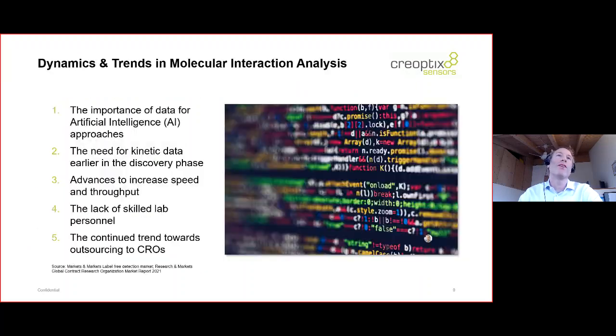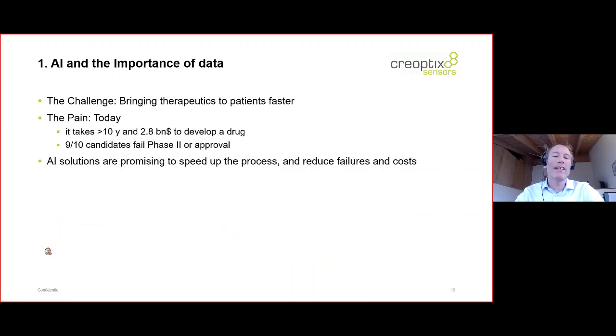Now let's go on to these trends that we're talking about. First of all, I've already mentioned artificial intelligence, and then also obviously data for artificial intelligence. Then we've identified the need for kinetic data earlier in the discovery phase, advances to increase speed and throughput, and then maybe more of a challenge than a trend, the lack of skilled lab personnel, and then the continued trend towards outsourcing to CROs. I will cover in my talk now the first 3 bullet points, and Thomas Schubert will talk about number 4 and 5 later on. So let's talk about AI, artificial intelligence.